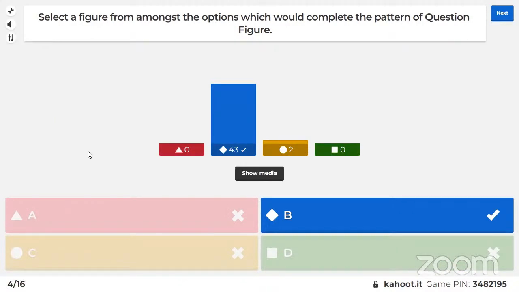Complete the pattern from the answer, because I think almost everybody has answered correctly. So the answer is B. B is the correct answer. Kind of an easy question.